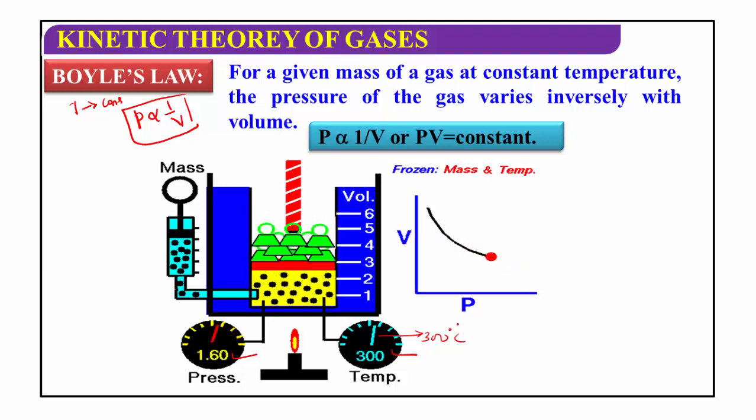For a given mass of a gas at a constant temperature, the pressure of the gas varies inversely with volume. P is inversely proportional to volume. Here, heat is supplied to the given system for a given mass at a constant temperature.